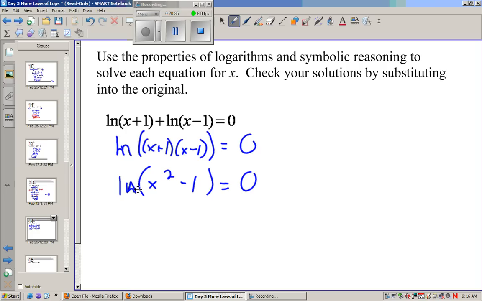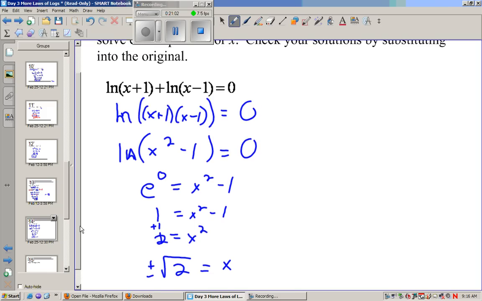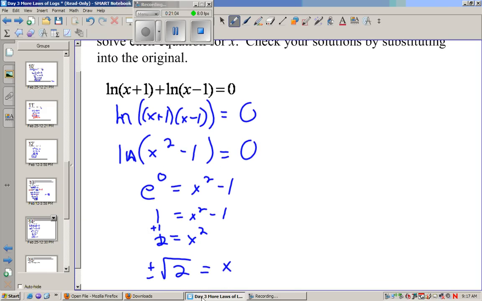So if I take my e down here to the 0 power, it is equal to x squared minus 1. Now e to the 0 is 1. Add 1 to both sides. So 1 plus 1 is 2. And now when I square root both sides, I'll have plus or minus square root of 2 is equal to x. Now let's look and see if both of these answers fit in the domain.